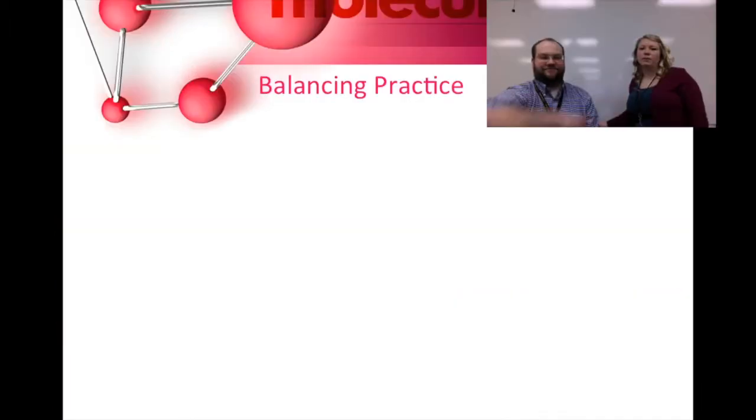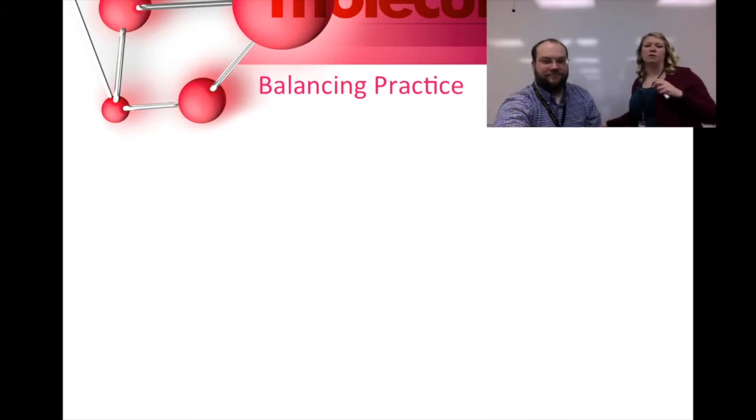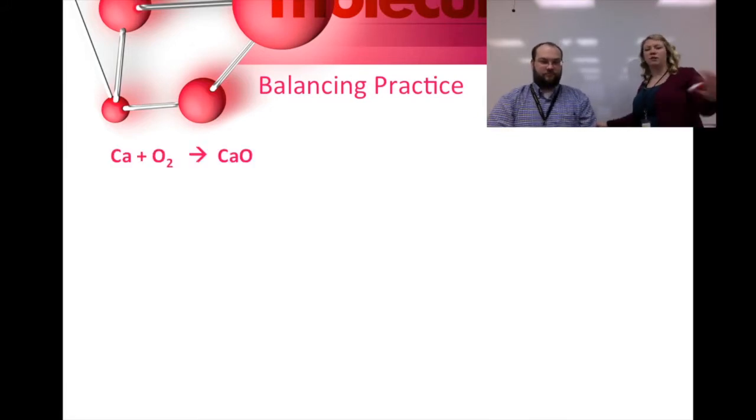All right, so let's get right after it. We're going to start with balancing the first one here. We have Ca plus O2, one of our diatomics we just talked about, and it produces calcium oxide. What I like to do first is write the elements involved right underneath it.